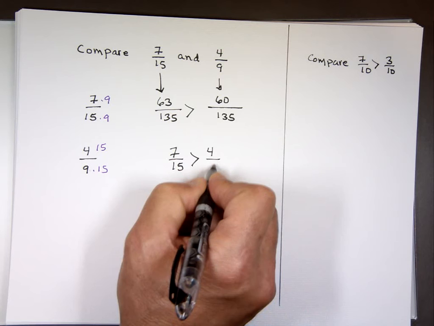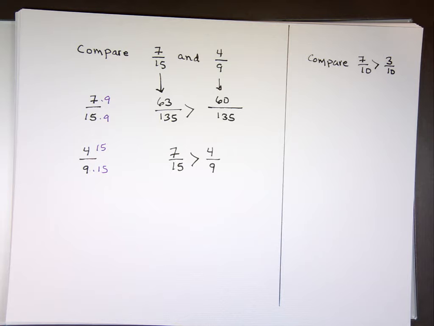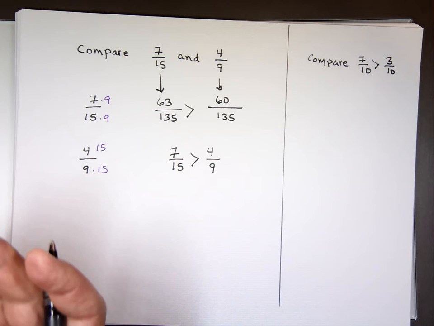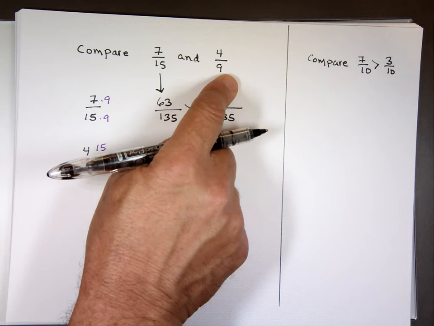What do we call the 135? The denominator? It's called a common denominator. It's common to both of them. So we got it by multiplying these two. Did we have to use the 135? No. I could have used a smaller number, actually.